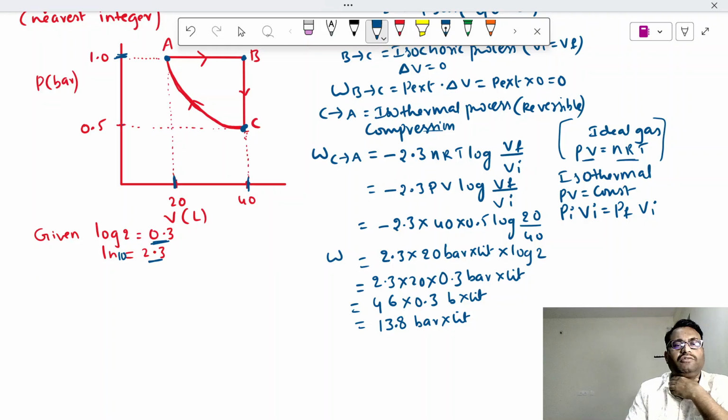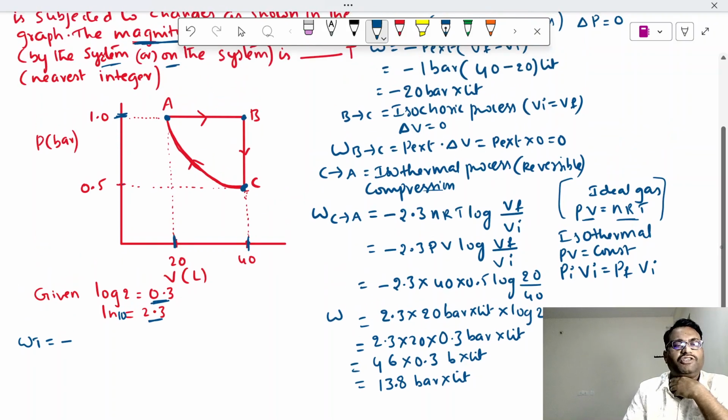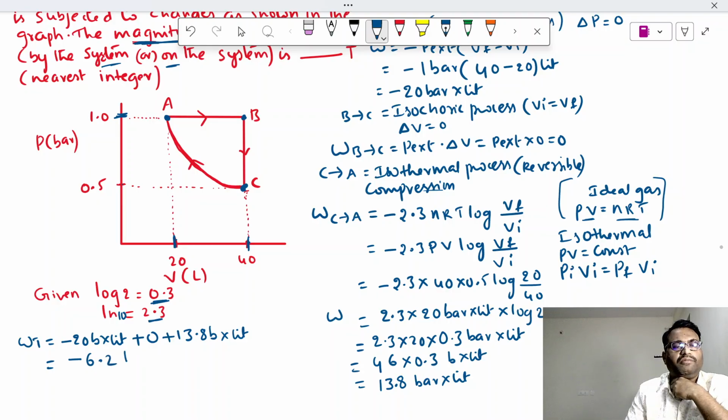So work done total is equal to, first process A to B, how much did we get? Minus 20 bar into liter, plus 0, plus 13.8 bar into liter. So then what you get is minus 6.2 bar into liter.